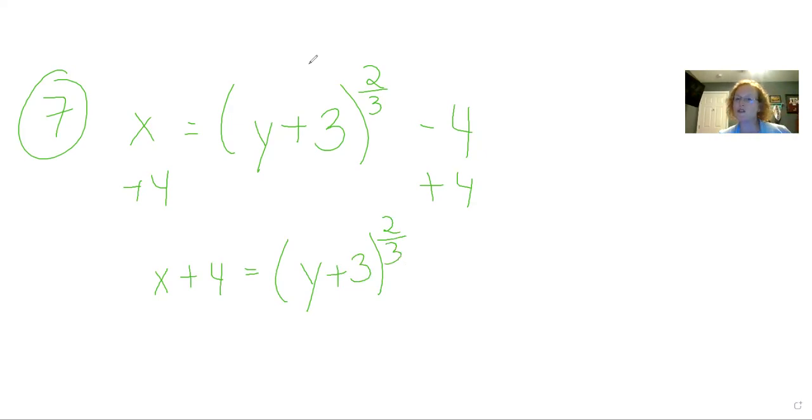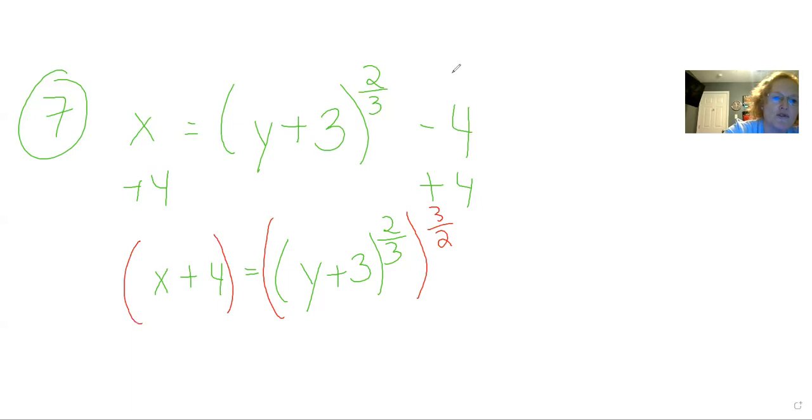If that was y plus 3 squared, well, we could just take the square root. Or if it was y plus 3 to the 3rd, well, we could just take the cube root. But we can't do either of those because it's a fractional exponent. So neither of those are really going to get this for me. So what you need to remember is anytime that you have a fractional exponent, raise it to the reciprocal. Now that's a big math word, and all that means is flip it. So if I have 2 over 3, we're going to raise it to the 3 over 2 power.